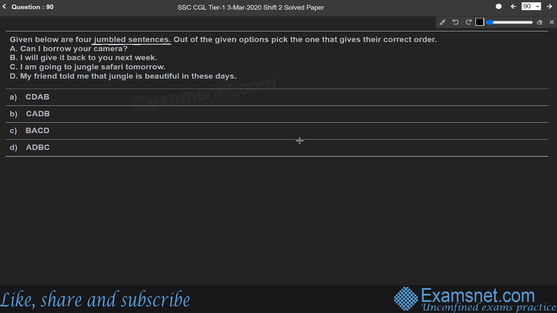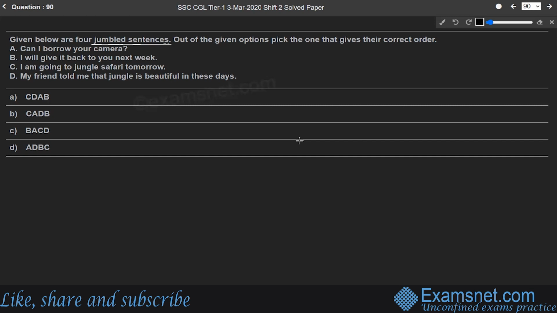So first let us read all the sentences and have a basic idea about what the sentences refer to. Okay. So the first sentence is, can I borrow your camera? Second is, I will give it back to you next week. Third is, I am going to jungle safari tomorrow. And fourth is, my friend told me that jungle is beautiful in these days. So what do you think must be the correct order for these sentences?